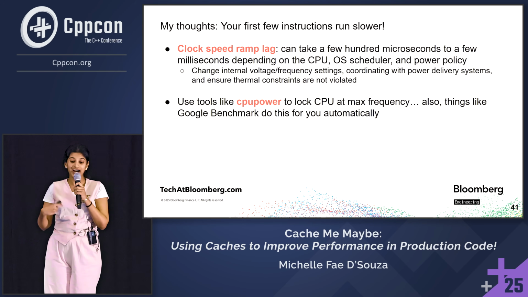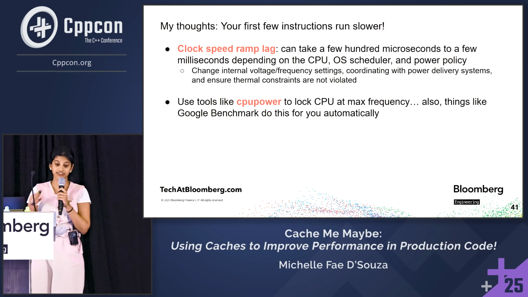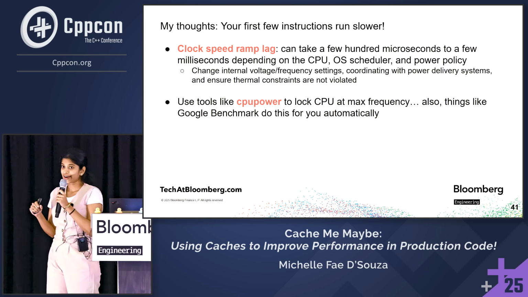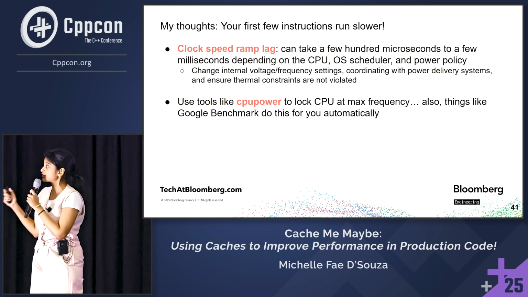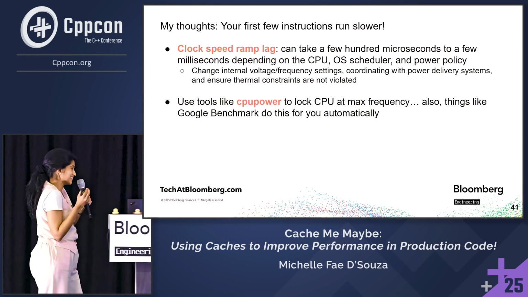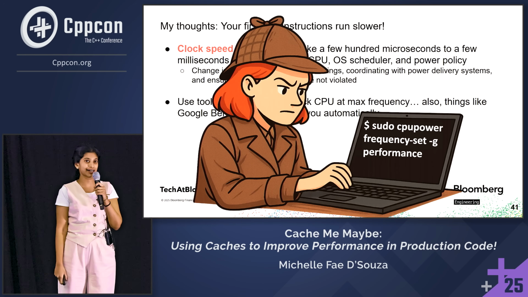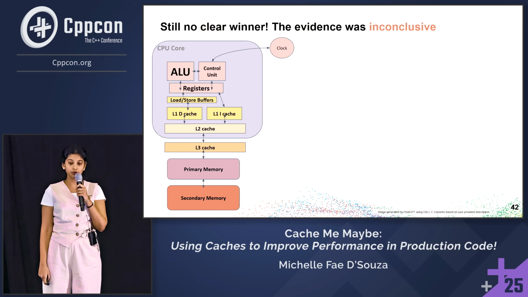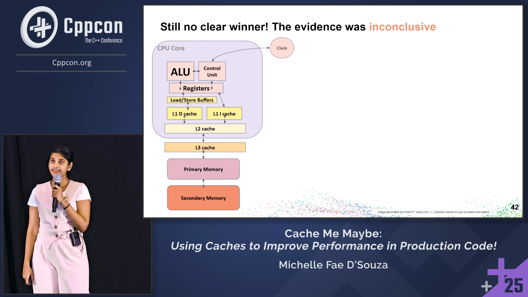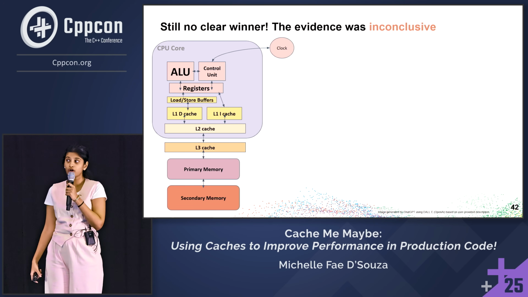What you should have done and what I should have done is used tools like CPU power to lock your CPU at max frequency before you start profiling. And in fact, tools like Google Benchmark do this for you, but I was being silly and I used std::chrono, haha. So I just did this. I set my max frequency. Oof, still no clear winner. And this time, sometimes A was faster and sometimes B was faster. It was no longer consistent.